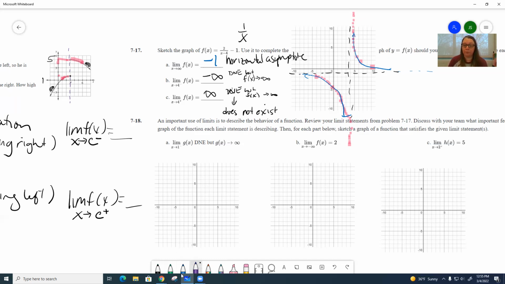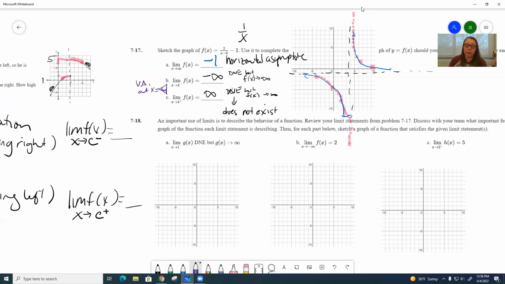All right, then when we look at these, as we approach 4 from the left and the right, it shot up to infinity and negative infinity. Notice there we have a vertical asymptote. So when your limit as you approach a value is infinity or negative infinity, that means you have a vertical asymptote at that value. Here, if you're approaching infinity or negative infinity and you approach a number, that's a horizontal asymptote.